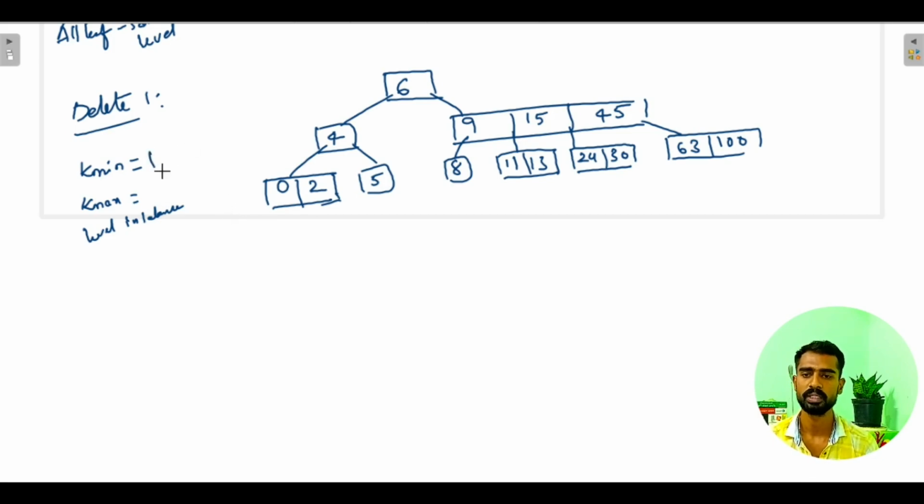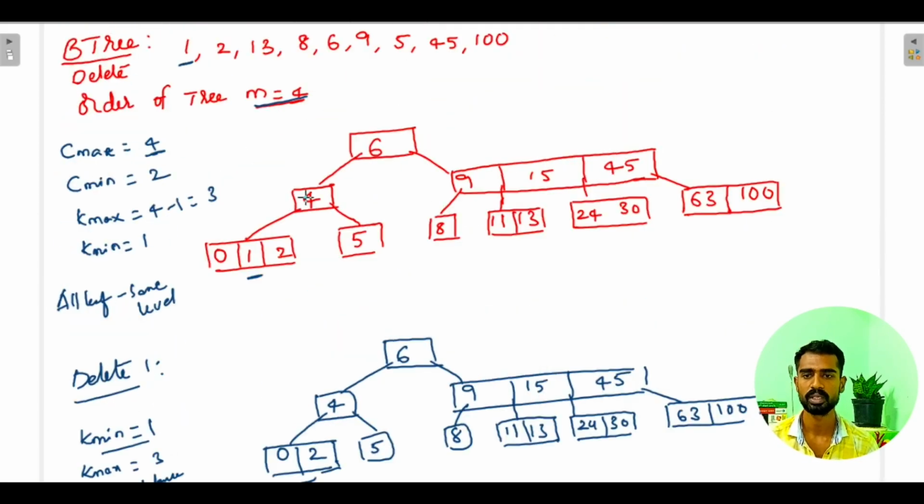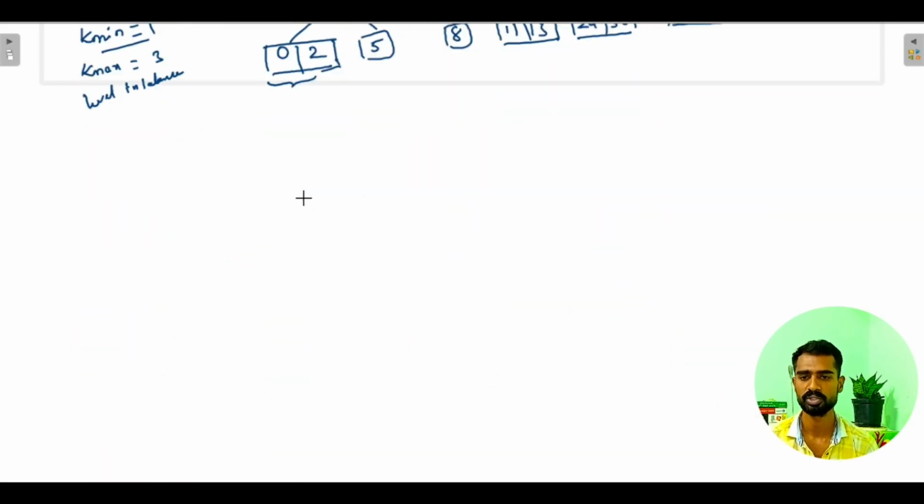Now the K minimum property is 1 and the K maximum property is 3, and level imbalance should not be there. After we delete a key from this node, we still have the minimum number of keys property satisfied. Here we still have more than the required number of keys. So now we can simply go with the next number deletion. What is the next number to be deleted? That is 2.